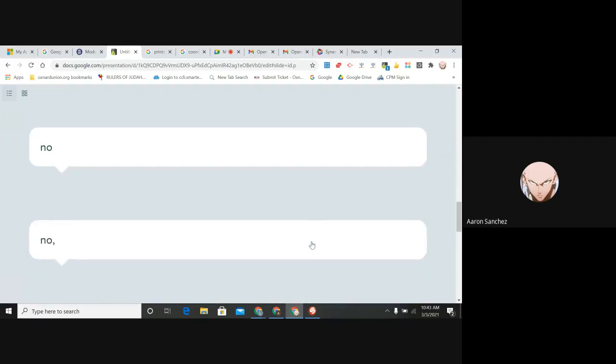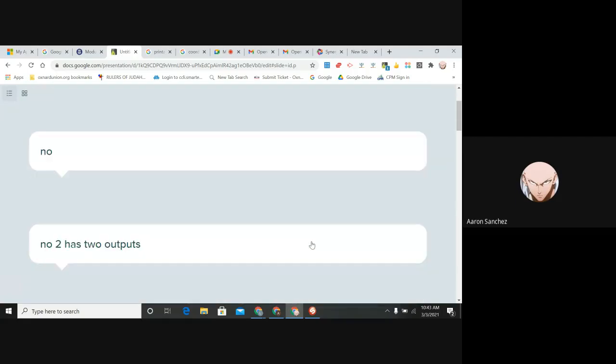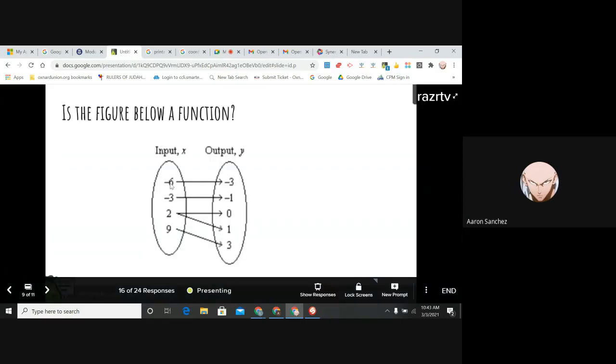I know this seems weird, but look at this. It is not a function. What this person said here, 2 has 2 outputs, is exactly right. See this -6? You go put in -6, out comes -3. -3, out comes -1. Put in 2, you get 2 outputs. You get 0 and you get 1. So it is not a function.